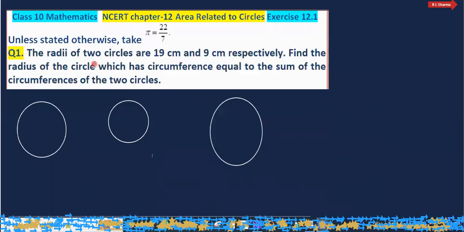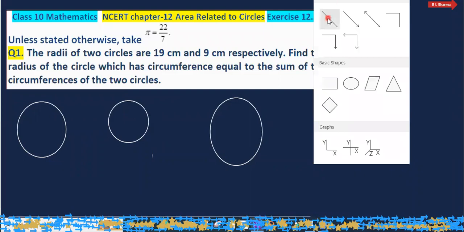And now here is question number 1 of exercise 12.1. We have to use here in place of pi 22/7. The radii of two circles are 19 centimeter and 9 centimeter respectively. Find the radius of the circle which has circumference equal to the sum of the circumference of the two circles.